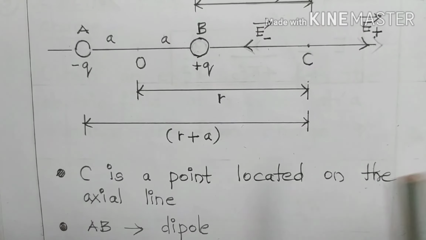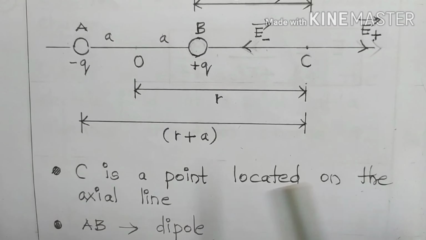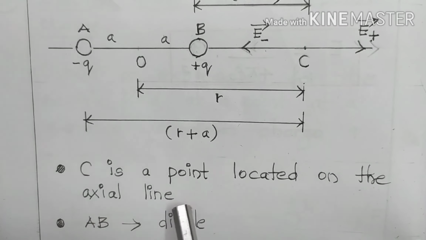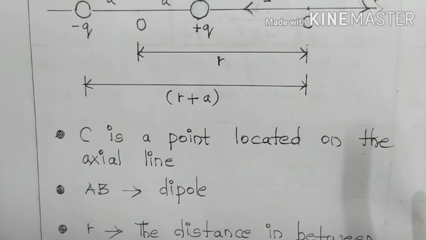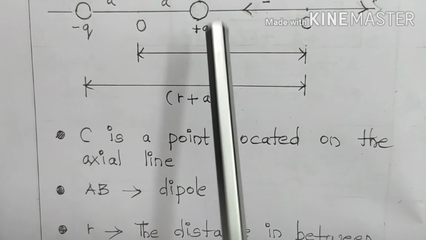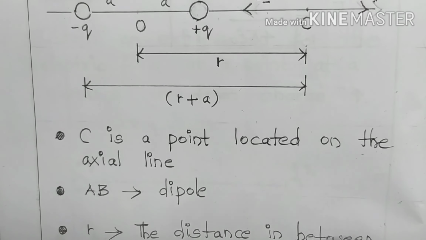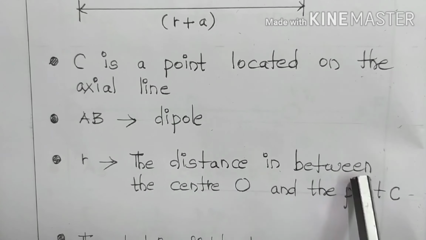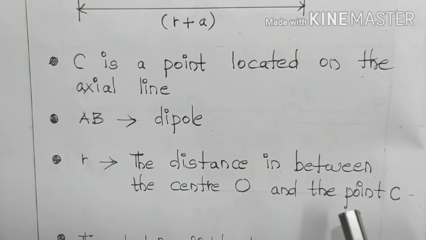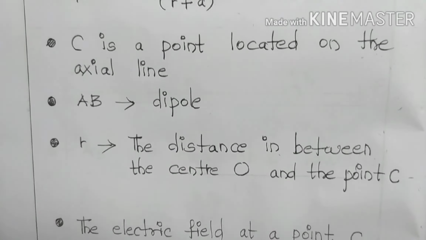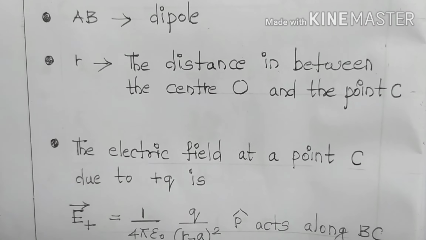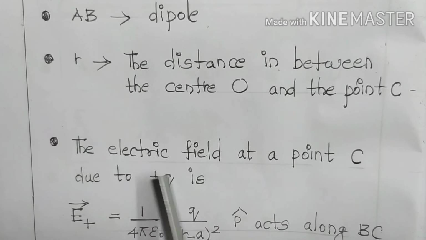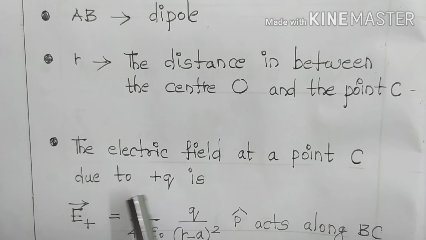A little bit of description about the diagram. C is a point located on the axial line. AB is the dipole. Then r is the distance between the center O and the point C. Now we are going to calculate the electric field at point C due to plus q.